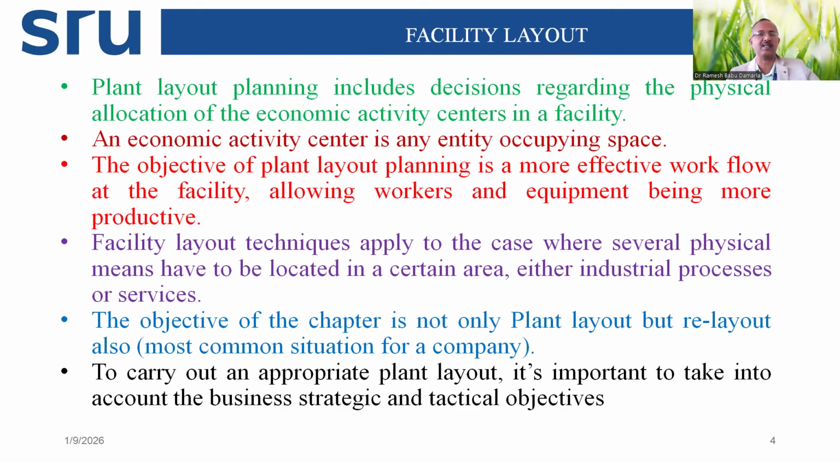Proper layout facilitates easy and efficient movement of man and materials. So the objective of plant layout planning is a more effective facility, allowing workers and equipment to be more productive. So we say an economic activity center is any entity occupying space. When it occupies space, that space has to be planned and utilized properly. Once a facility layout is fixed and machines are set up, it becomes very, very difficult and expensive to change the layout later.